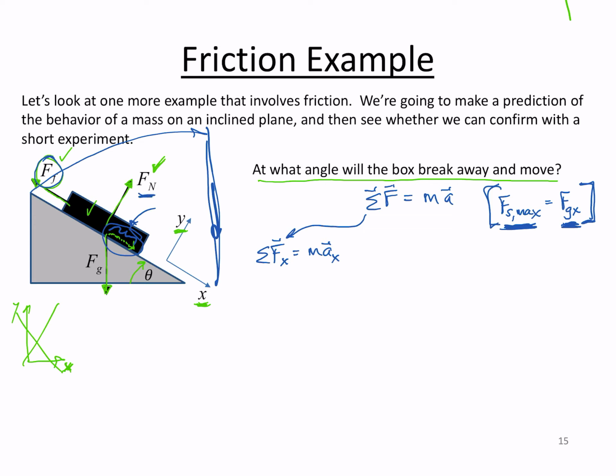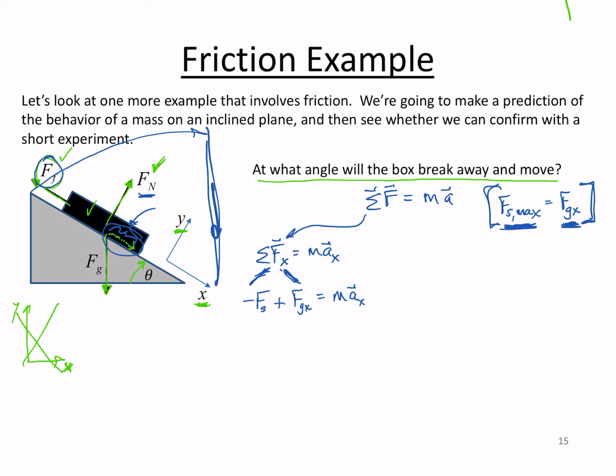And so if we replace this sum with the two forces in question, we have some negative force of static friction, so I'll use S for the subscript. And we're going to be summing that with the x component of the force of gravity, and that has to equal mass times acceleration in that direction. Okay, so we sort of expand that sum to that.